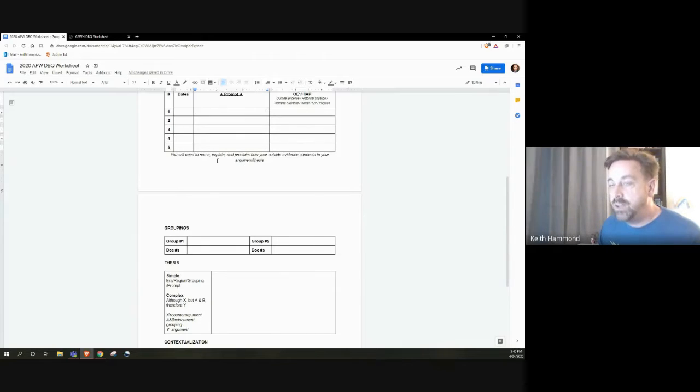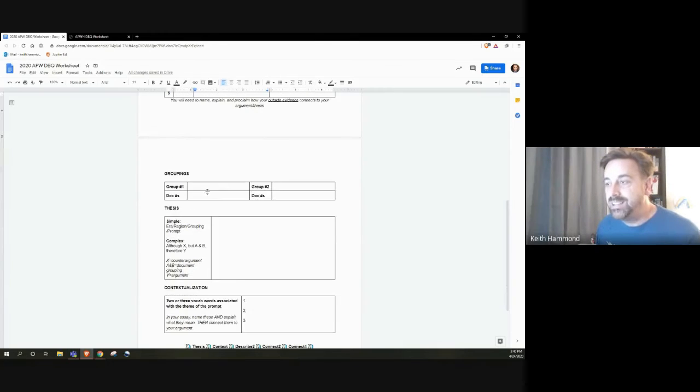Once I've got those documents figured out, it's time to start to group them together, which is usually the most effective way to do this. With 5 documents, I'd expect you only to have 2 groups. And so what I like to do is name the grouping with some sort of category, so I know what they have in common. And then I like to have the document numbers right below it.